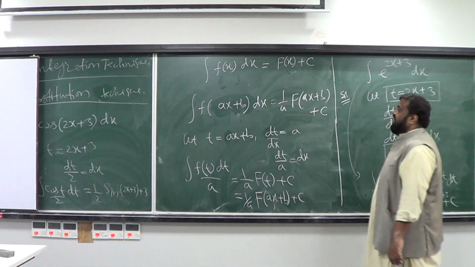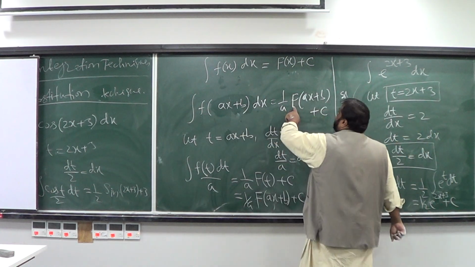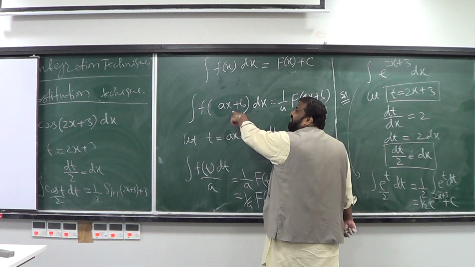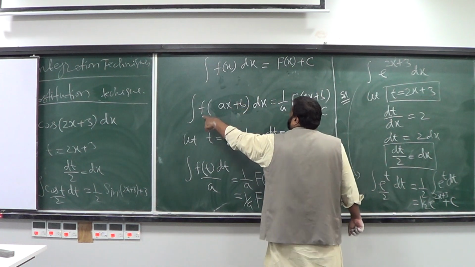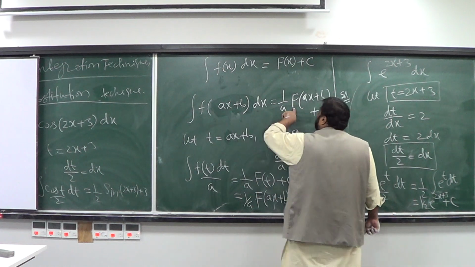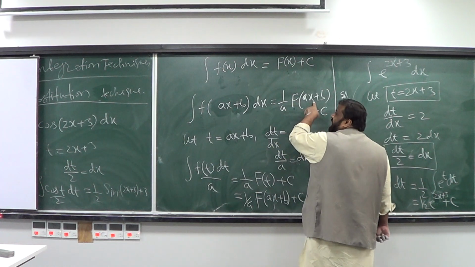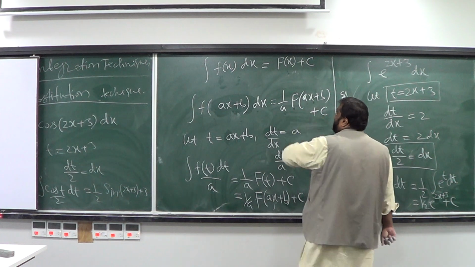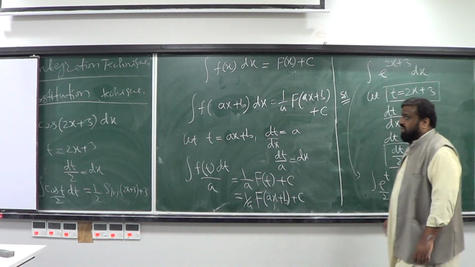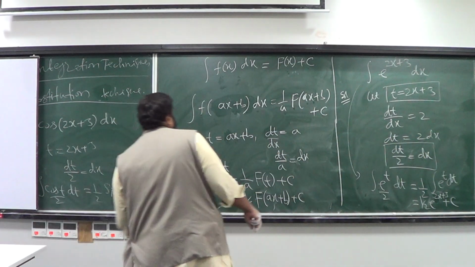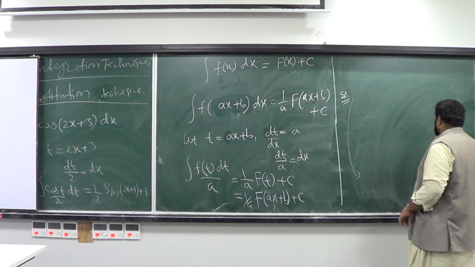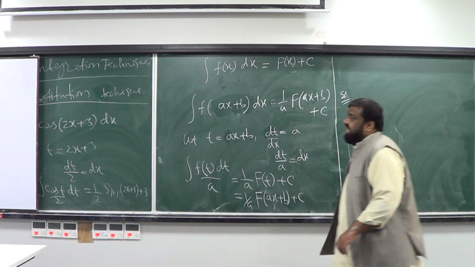So what does it mean? If you have a function f whose antiderivative is capital F, and in that function you have ax plus b involved, then what you need to do is directly compute the antiderivative of f, substitute ax plus b into it, and divide by the coefficient of x. So divide by the coefficient of x. You can apply this trick to solve any kind of standard problem.